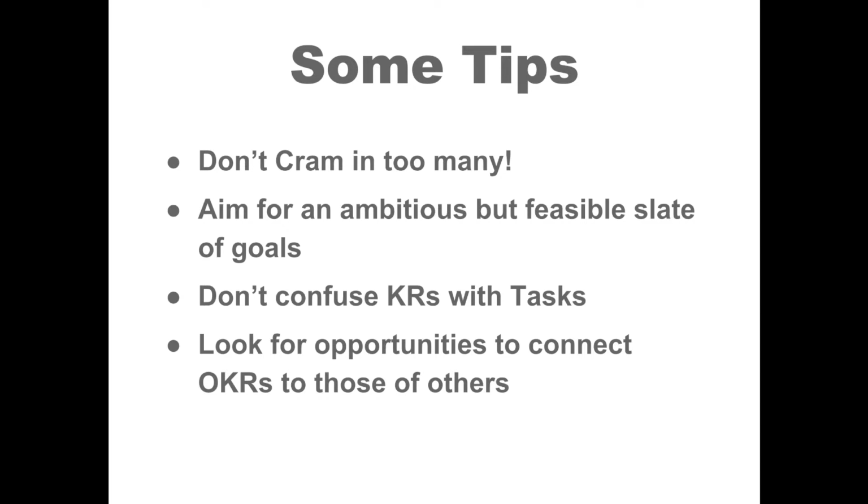So, don't try to cram in too many of them, because any more than that, and you'll risk focusing attention away from the results that are most important. So aim for an ambitious but feasible set of goals. The rule of thumb is to say that if you're meeting around 70% of your key results in a given quarter, you're calibrating this about right. Any higher and you're not really being ambitious enough. So if you meet 100% of them, you probably could have had slightly more ambitious key results.